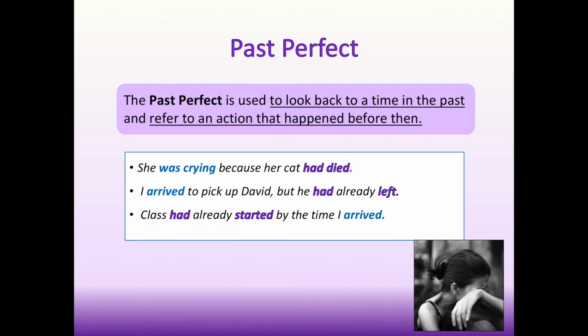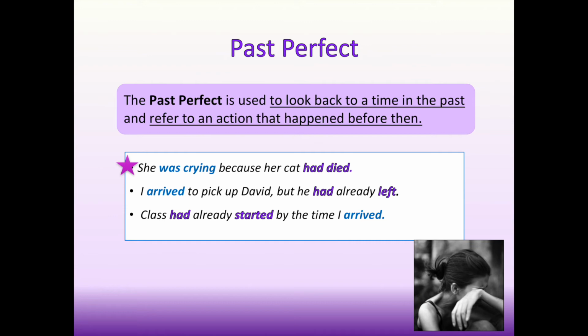The other past tense that you need to know is past perfect. Past perfect is used to look back to a time in the past and refer to an action that happened before then. Usually, past perfect is used in the same sentence as another past tense to show that the verb in past perfect happened before the other past verb. Let's look at the examples.